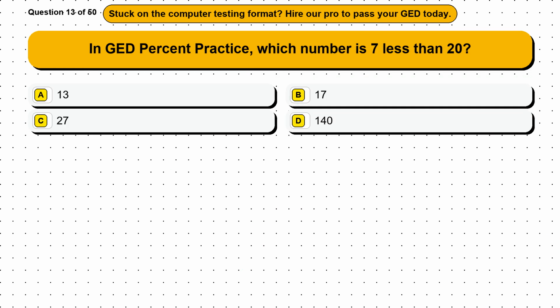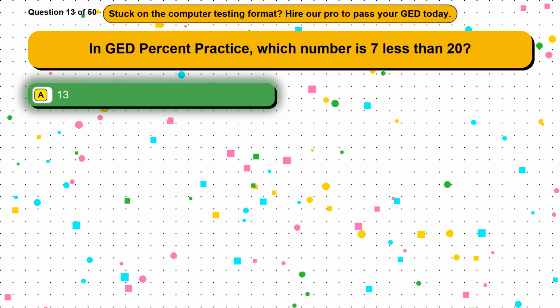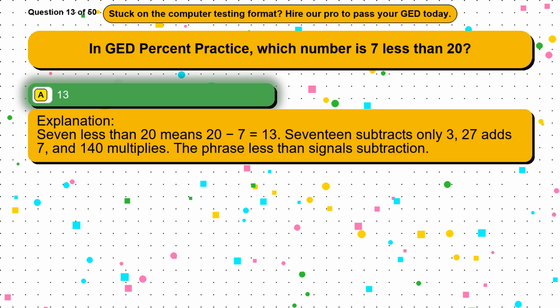Question 13. In GED Percent Practice, which number is 7 less than 20? Option A, 13. Option B, 17. Option C, 27. Option D, 140. The correct answer is option A, 13. 7 less than 20 means 20 minus 7 equals 13. 17 subtracts only 3, 27 adds 7, and 140 multiplies. The phrase less than signals subtraction.